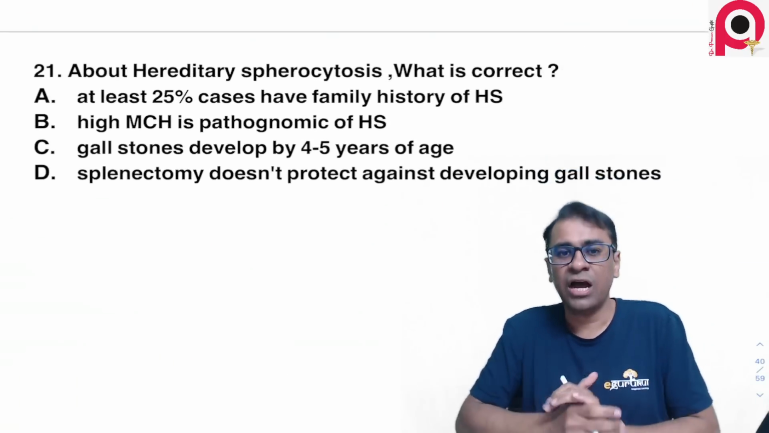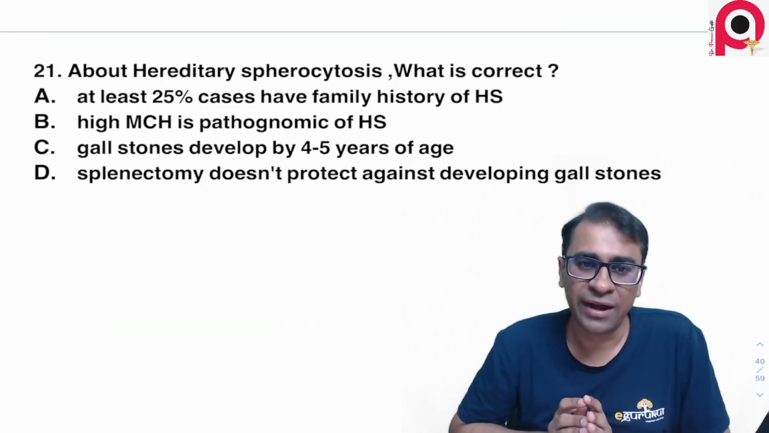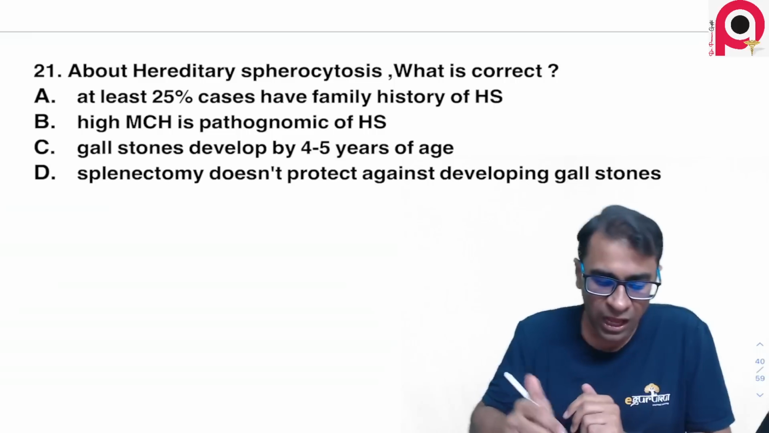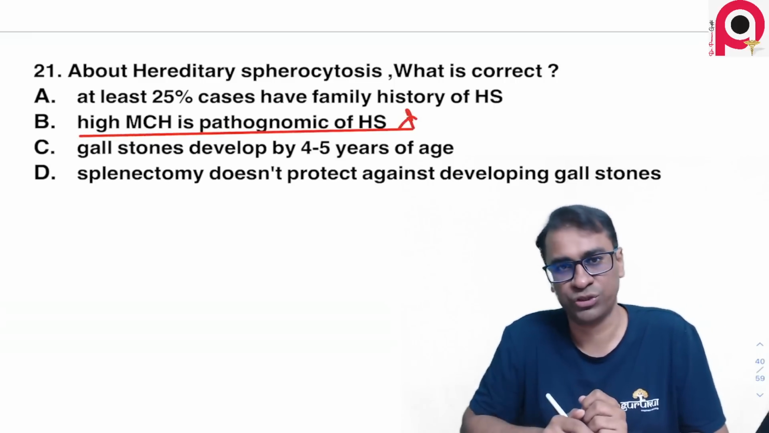Okay, so sir, I have missed question number 21. Let's come back to that. About hereditary spherocytosis, what is correct? Now, first of all, you have to tell me whether it's a single choice or multiple choice question, because in this case, high MCH cannot be pathognomonic of any disease. I don't think that's the right way to approach it.